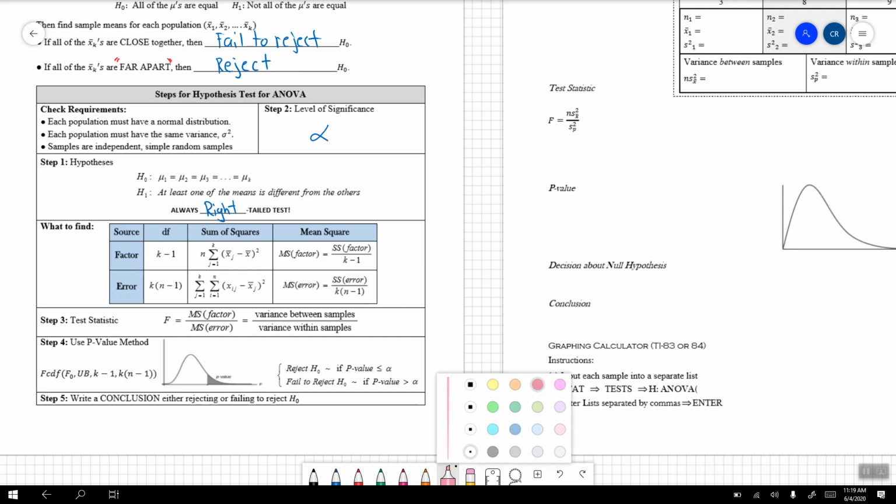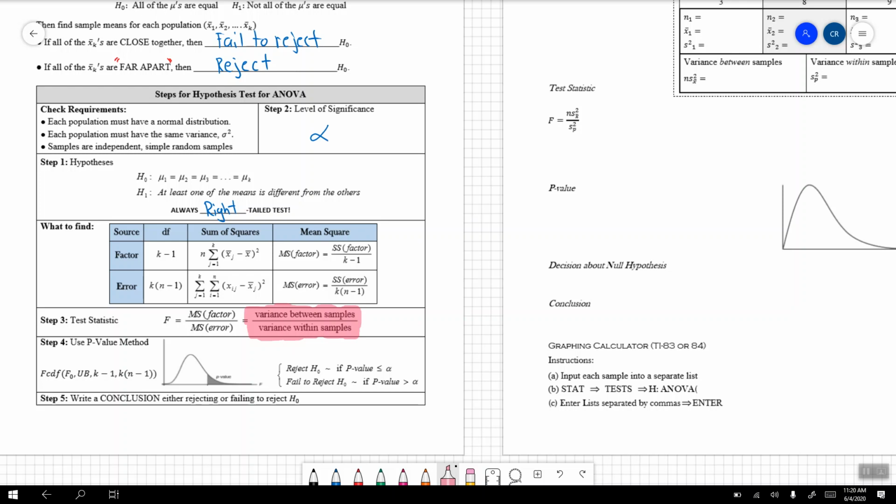Now, I'm going to highlight this because this is one of these important formulas that kind of gets overlooked a little bit. The reason I say it gets overlooked is because sometimes we get too focused on just needing the mean square error or anything like that, and we accidentally bypass this whole interpretation that it's just the ratio between the variance between samples and the variance within samples.